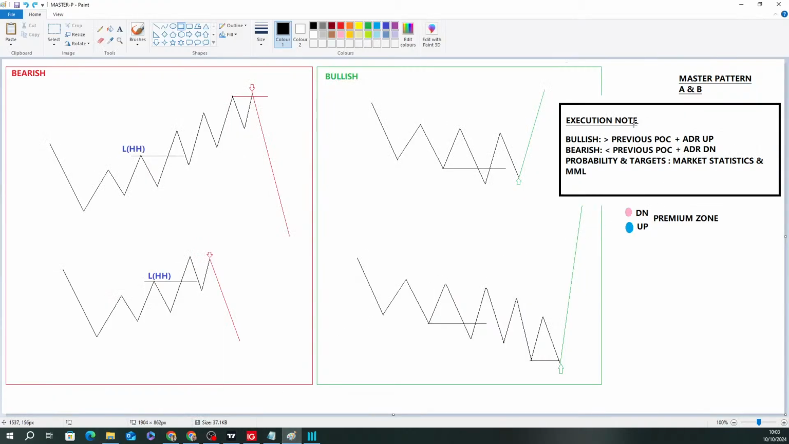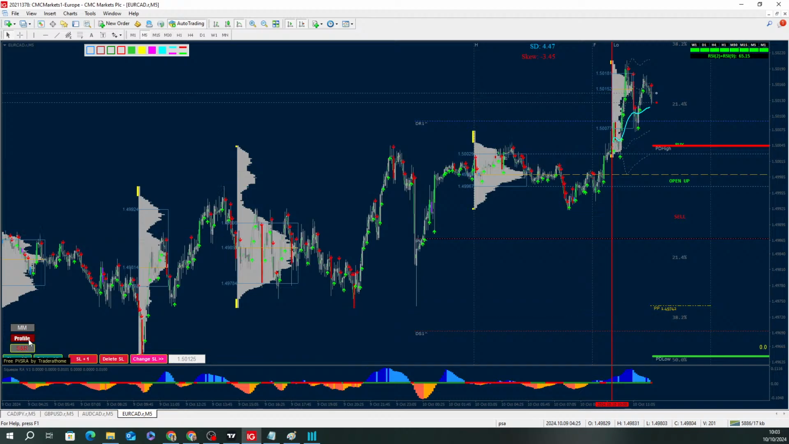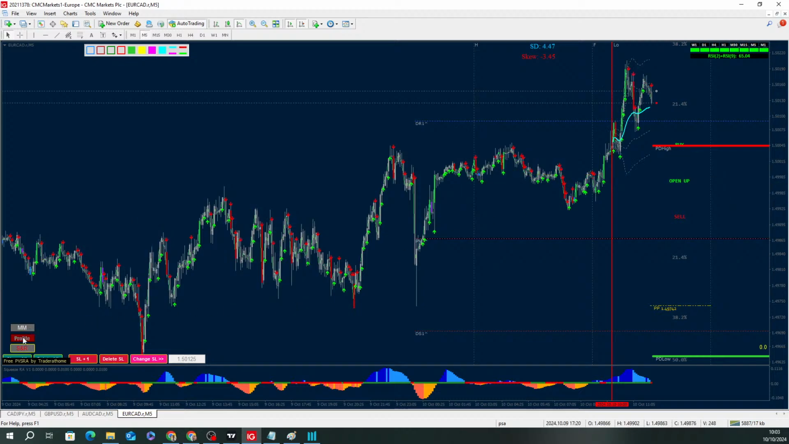Basically, the execution notes we're looking for: we want to first find an up pair that is trading above the previous point of control. That means the previous session point of control, which is the Asia session. So we are currently trading above the Asia session. That's the first thing we are looking for. So where is the Asia session? This is the Asia session. Let me hide some of the tools on this chart so we can see what we are looking for. This is the Asia session point of control. We are trading above the Asia session point of control. That's the first thing. So I can hide the profile on this one.